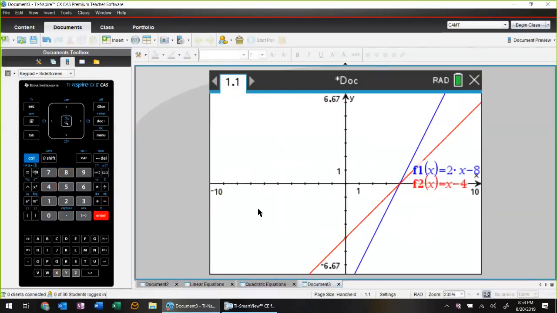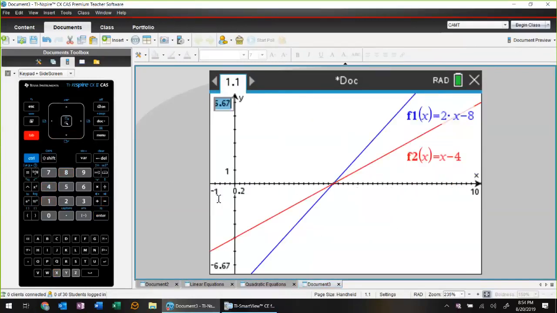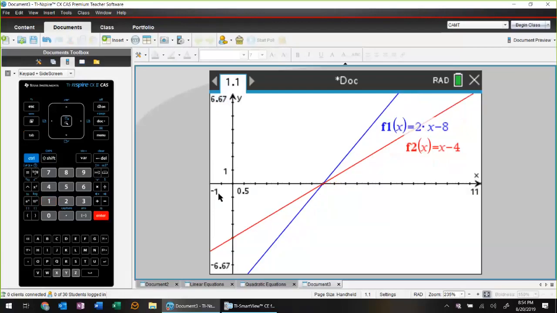I like on the Nspire that I can come over here and actually click on those values of the axis and change them. So I'm just going to go from -1. I will leave the y values alone, and I'm just pressing tab to move between. And I'll go from -1 to 11.